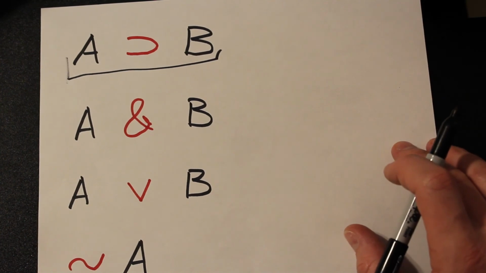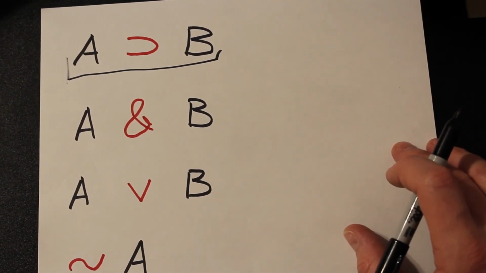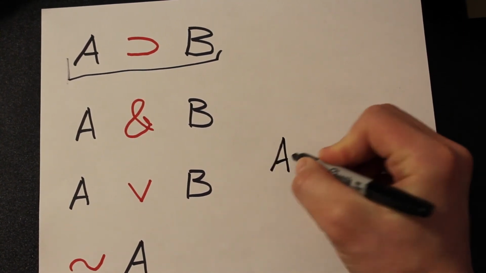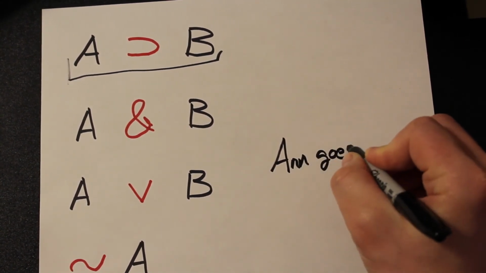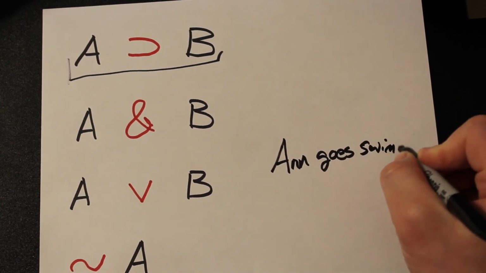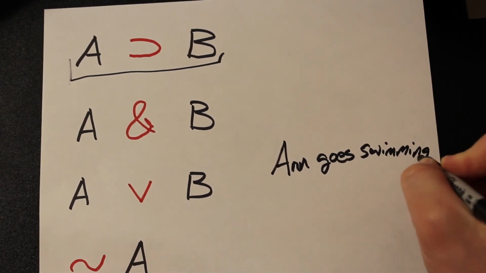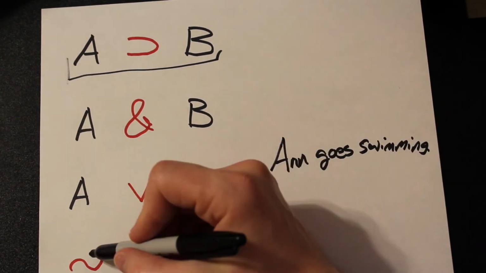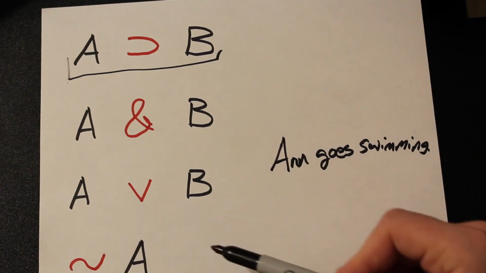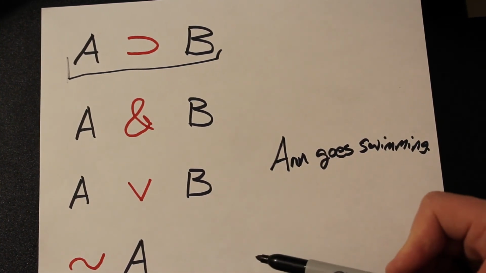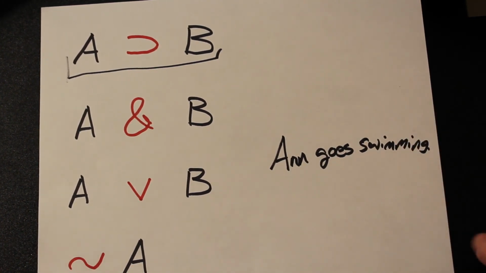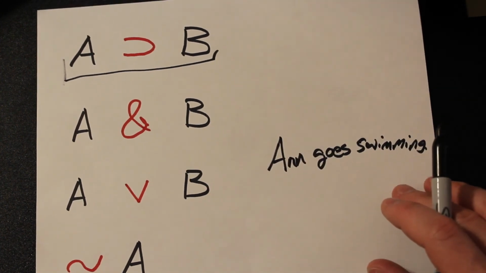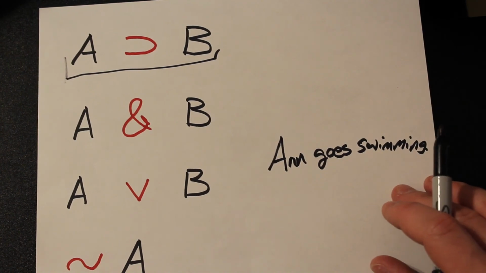And then here we have not A. So whatever A is, the opposite. So this would be like saying, let's say A is Anne goes swimming. The opposite, the negative of this sentence is Anne does not go swimming. Or you could call that it is not the case that Anne goes swimming. Right? So it just negates the whole thing. Whatever A is, it just says it's not that particular case, that particular circumstance.